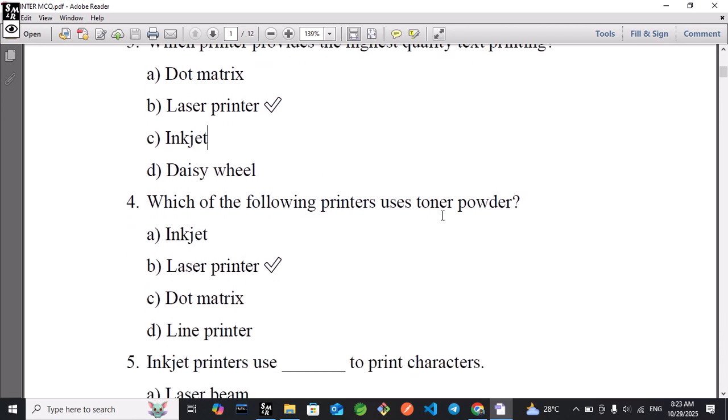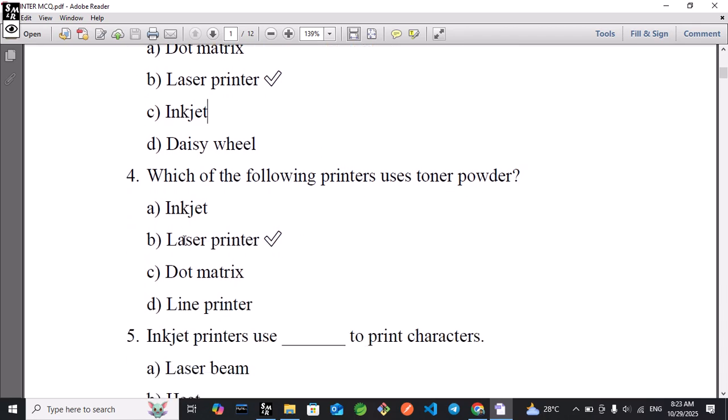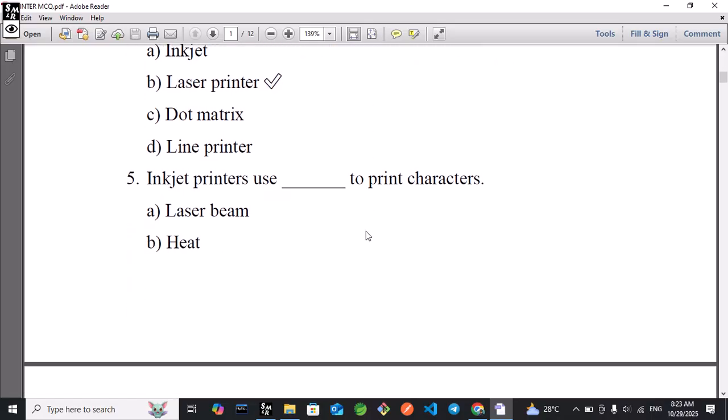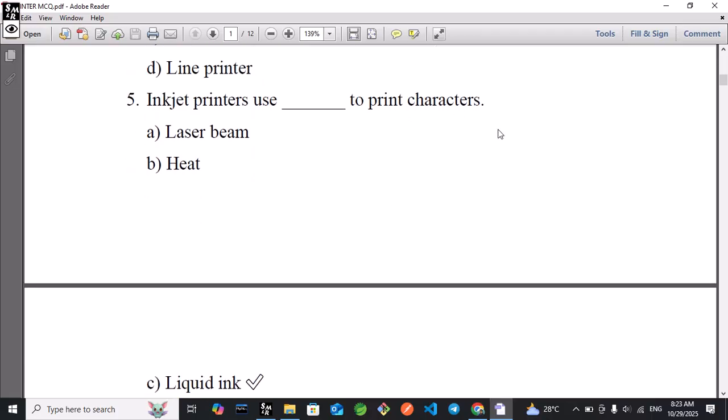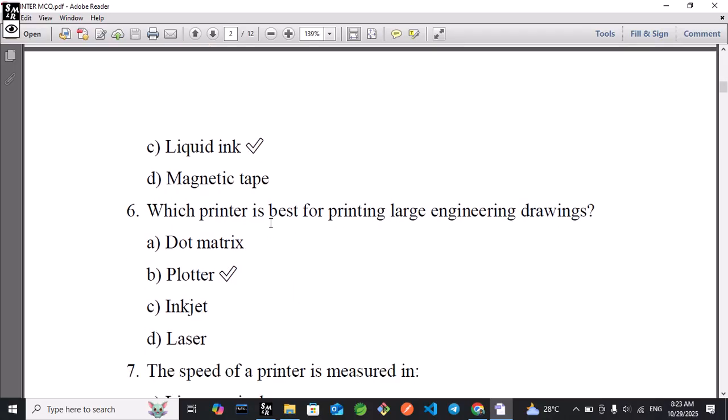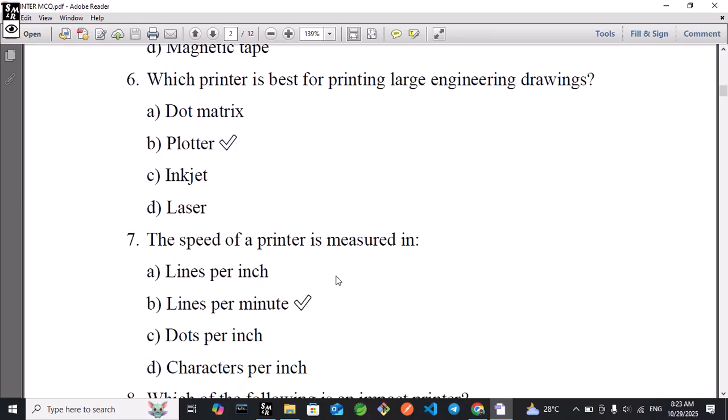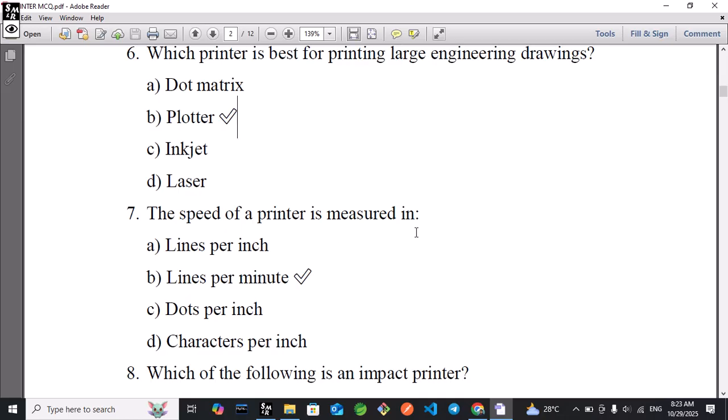Which of the following printers uses toner powder? Laser printer. Inkjet printers use liquid ink to print characters. Which printer is best for printing large engineering drawings? Plotter. The speed of a printer is measured in lines per minute.